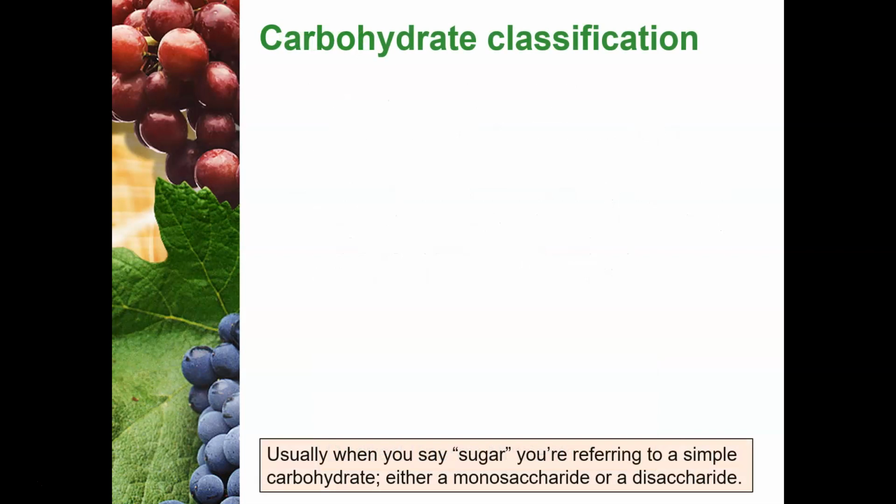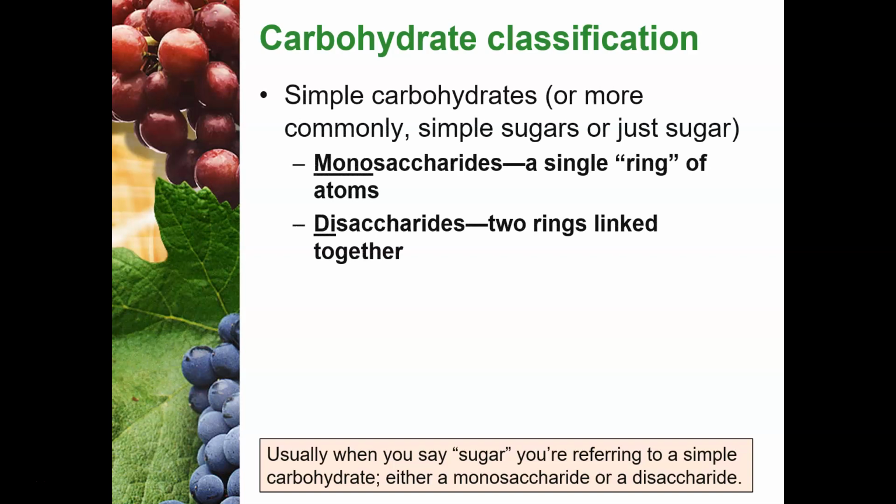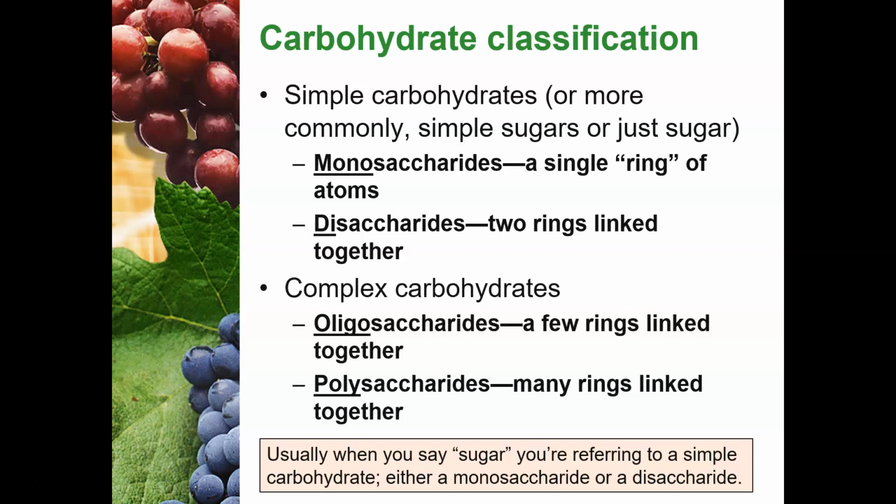So how do we classify carbohydrates? We have simple carbohydrates, or sometimes you could say simple sugars or just sugar. If you say the word sugar, you're usually referring to a simple carbohydrate, either a monosaccharide or a disaccharide. The monosaccharide consists of a single ring of atoms, whereas a disaccharide consists of two rings that are linked together. We also have complex carbohydrates, and those could be oligosaccharides where we have a few rings linked together, or polysaccharides where we have many rings linked together.